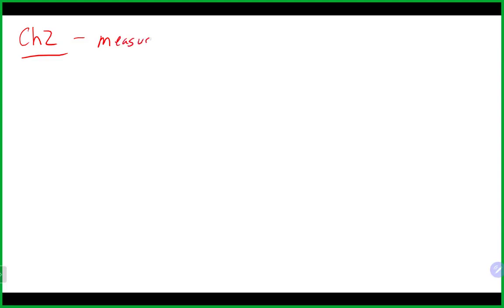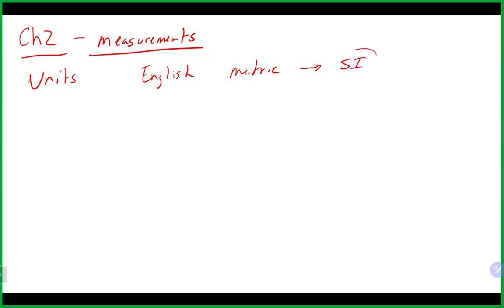And we started with measurements, which hopefully at this point you understand. We talked about units and the two different types of units, the English units and the metric units, and really the combination of metric into the SI units, which is the standardized units used in chemistry. Remember, as we talked about, whenever you take a measurement, you should always look at the scale.